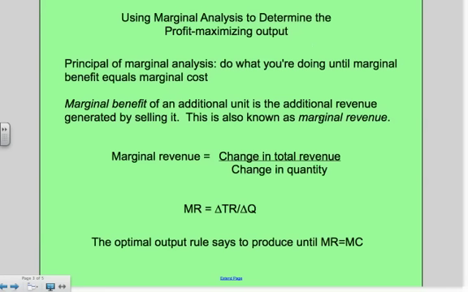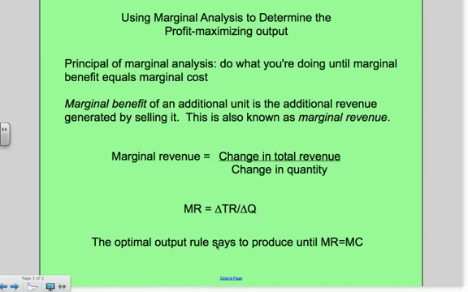So we know what marginal revenue is. We know what marginal benefit is. Let's start quantifying this and putting it into an equation that we can use in calculating marginal revenue. Well, marginal revenue equals the change in total revenue, so additional revenue, over the change in quantity. So MR, marginal revenue, equals delta TR, so I think you'll recognize this as change in total revenue over change in quantity.